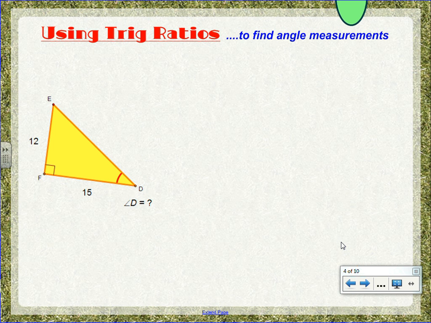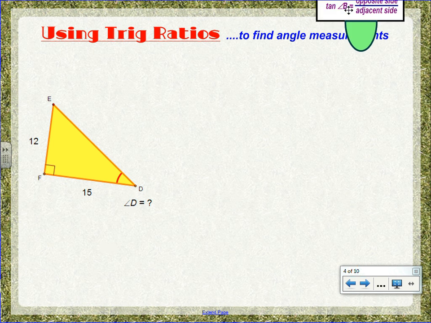Here I've got a right triangle, and I'm given two sides. I am given that this side here is 12, and I'm given that this side here is 15. And we're trying to find angle D. Now, nothing we have up to this point other than trig would allow me to find measured angle D. I could use Pythagorean theorem to maybe find the length of DE, but I can't use it to find an angle measurement. So this is going to be one of the places where I use trig.